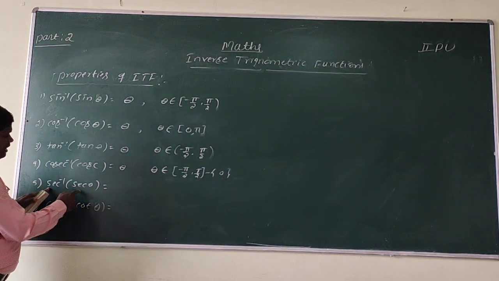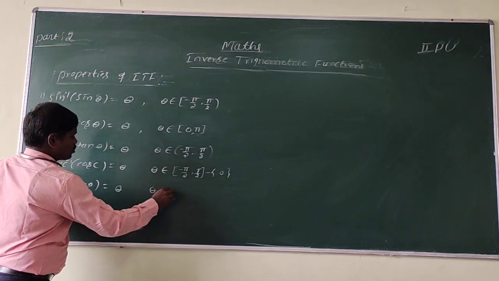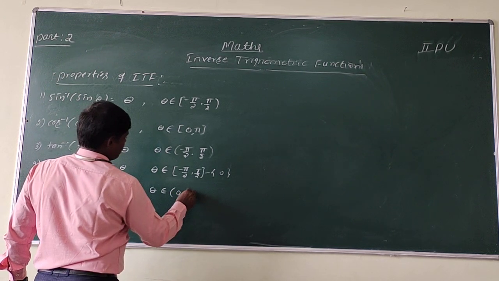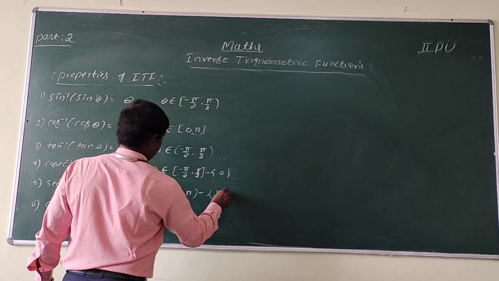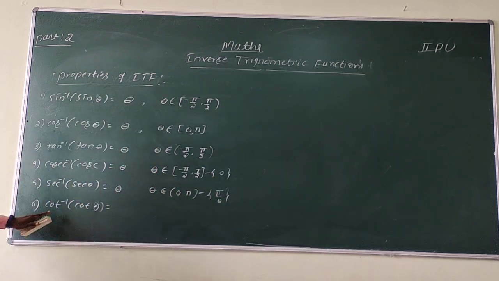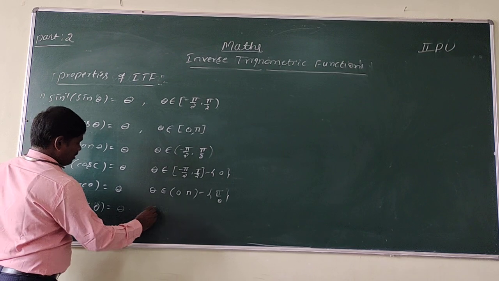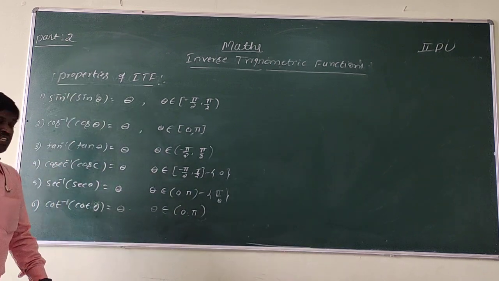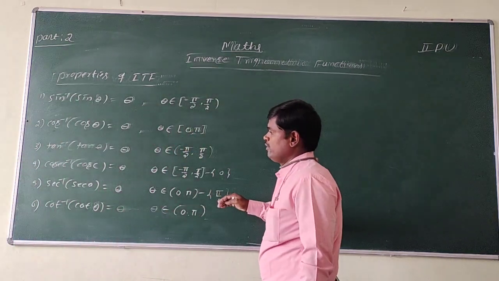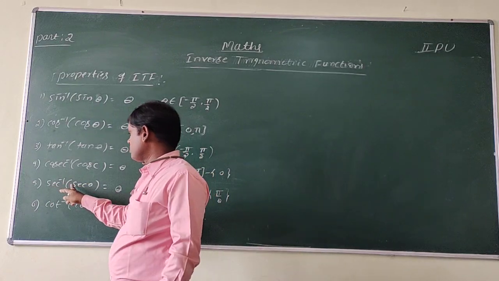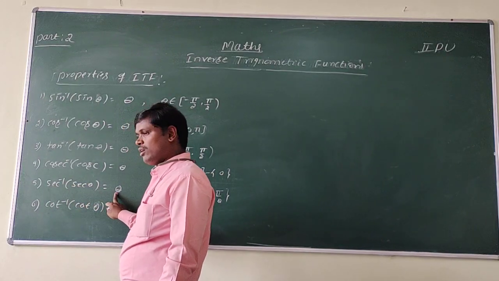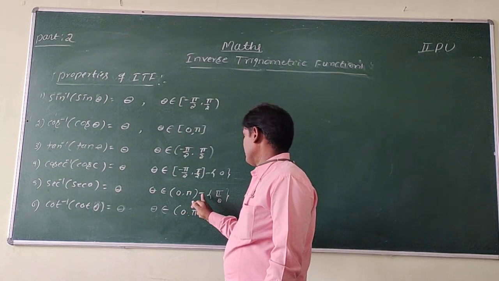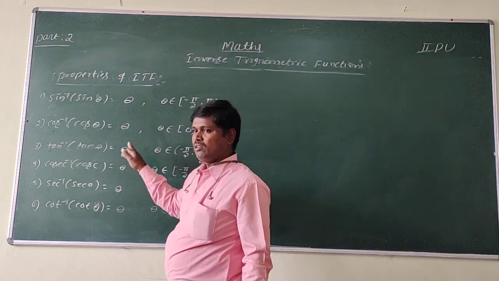Similarly, secant inverse of secant theta is equal to theta if theta belongs to 0 to pi, excluding pi by 2. And cot inverse of cot theta is equal to theta when theta belongs to the open interval 0 to pi. So these conditions are very important. When we nullify secant inverse of secant theta, it is theta if and only if theta is in the range 0 to pi, excluding pi by 2. Similarly for all the inverse trigonometric functions.